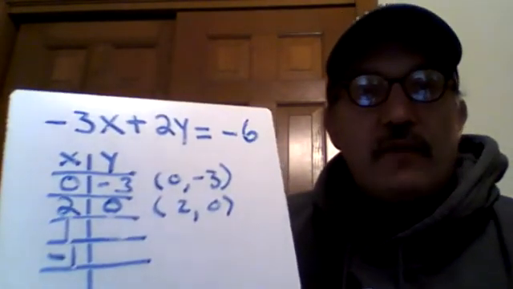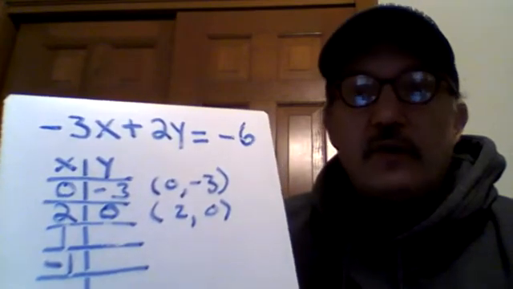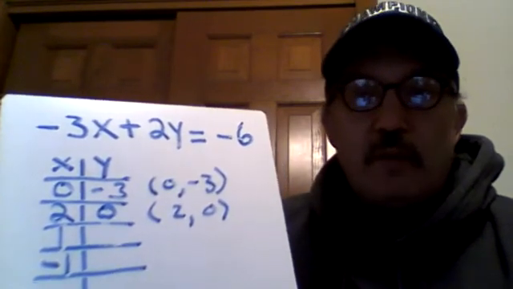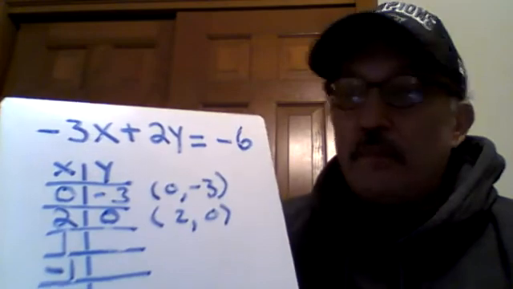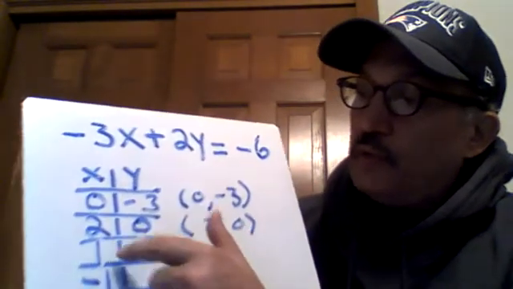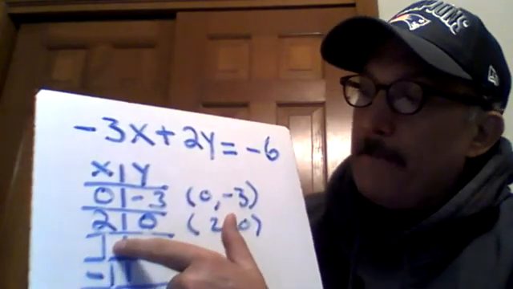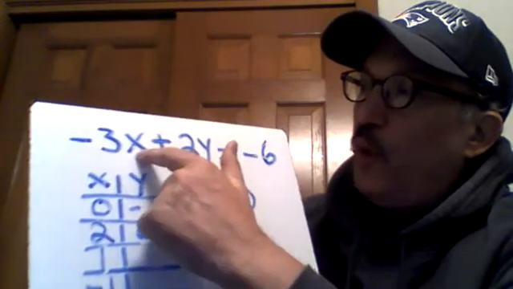Now, one of the things you have to be ready for is that things don't always come out to be nice integers. They did here when we chose the zeros, but when we choose a 1 for x here, put a 1 in for x, this time I am going to rewrite the original equation with a 1 substituted for x.